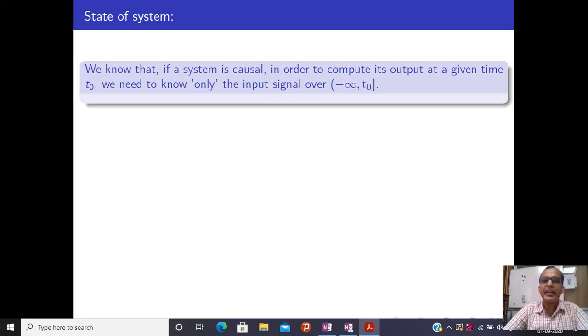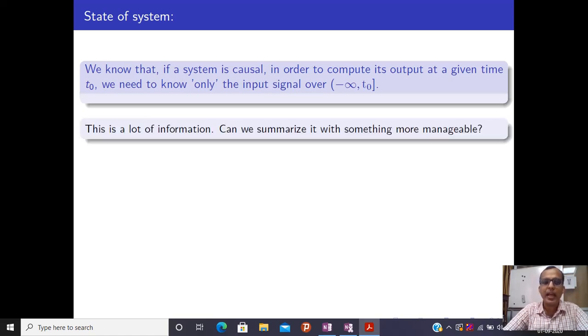We know that if a system is causal, in order to compute its output at a given time t0, we need to know only the input signal from minus infinity to t0. This is a lot of information, because I have to know the input signal from minus infinity to t0. Due to that reason, the next question comes into the picture: can we summarize it with some more manageable quantity? I will give you one example, so that you are able to understand a little more clearly.